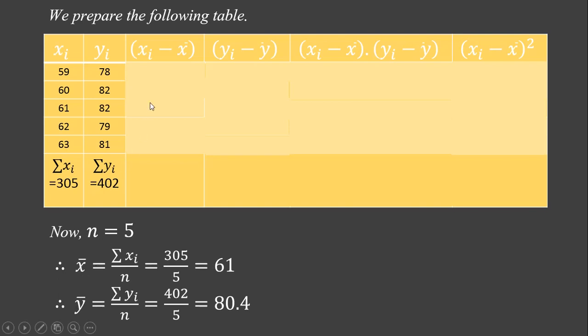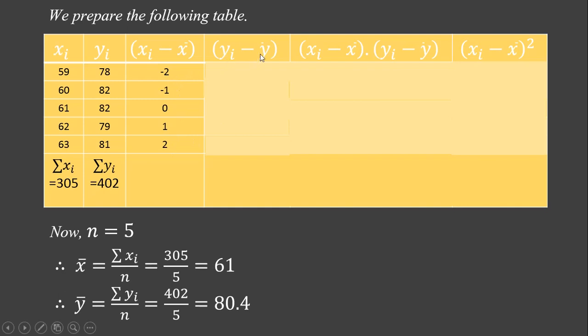Now for the entries in the column xi minus x bar, 61 is the value of x bar. So from the values of xi we subtract 61. Now 59 minus 61 we get minus 2. 60 minus 61 we get minus 1. 61 minus 61 we get 0. 62 minus 61 we get 1. 63 minus 61 we get 2. Okay, so we get these values for xi minus x bar.